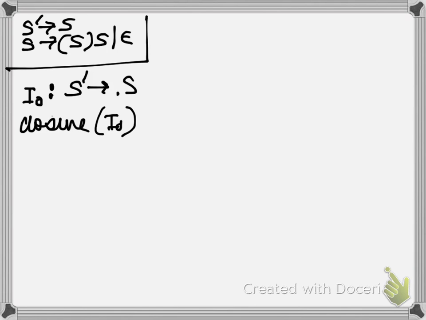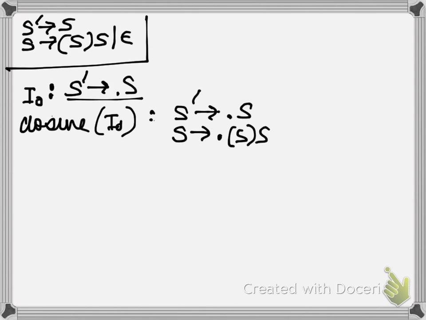Closure of I0 would include itself. This is according to rule number 1. And according to rule number 2, here it should include all items starting with S. That means all items of S with a dot in the beginning. So here this is the production of S, with a dot in the beginning, and a dot in the beginning. Epsilon, there's nothing, so this much. So I have I0. This is the closure of I0.